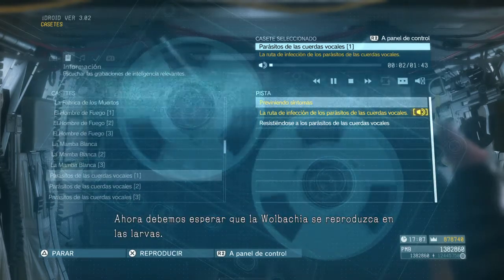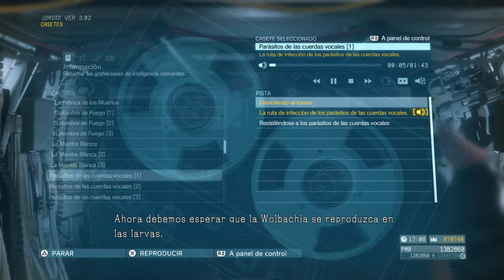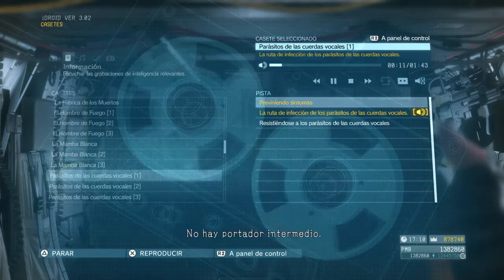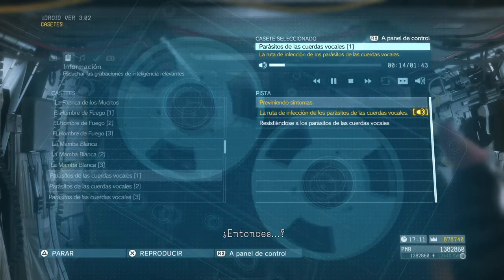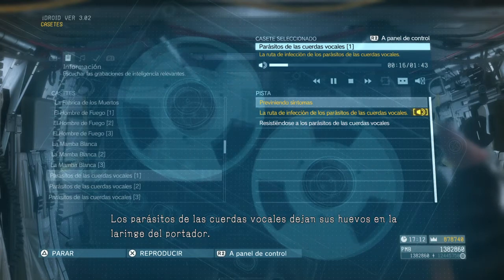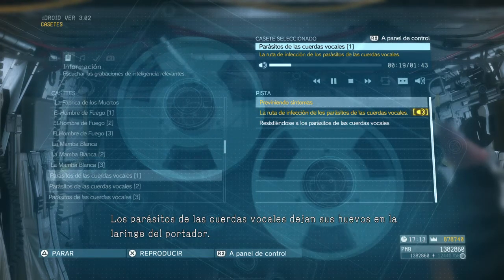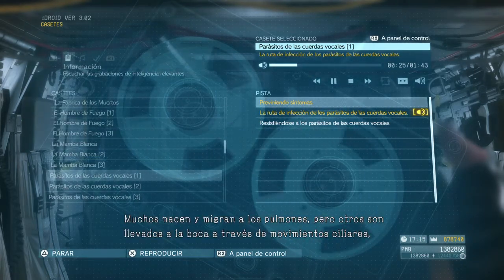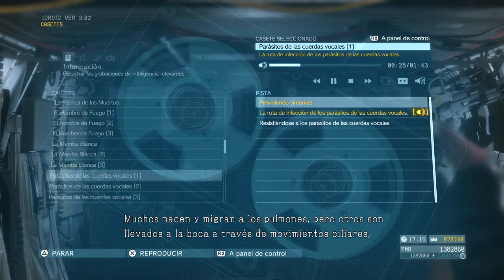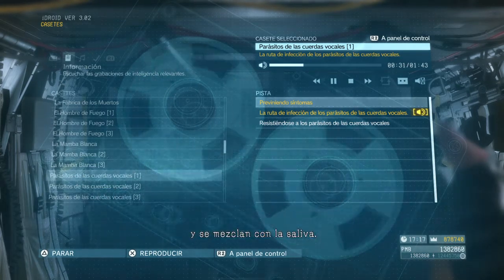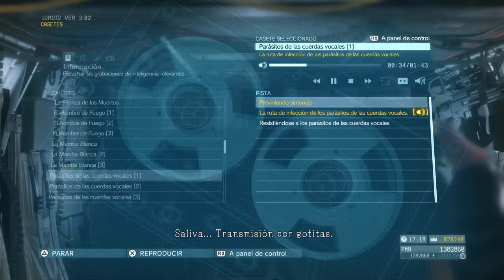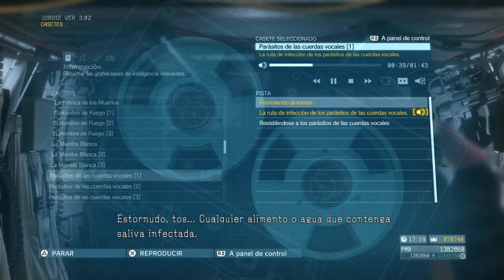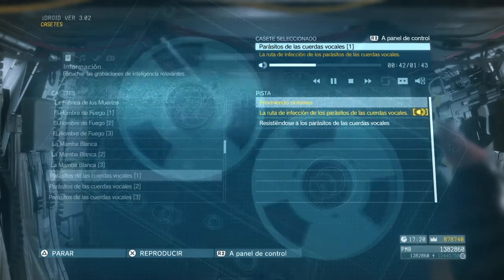Now, we must wait for the Wolbachia to multiply in the larvae. How is the disease transmitted? If it's carried by insects or rodents, then... There is no intermediate host. So... The vocal cord parasites lay their eggs in the larynx of the host. Most hatch and migrate to the lungs, but some are transported to the mouth through ciliary movement, mixing in with saliva. Saliva. Droplet transmission. Sneezing, coughing. Any food or water containing infected saliva. It would spread fast. Indeed.